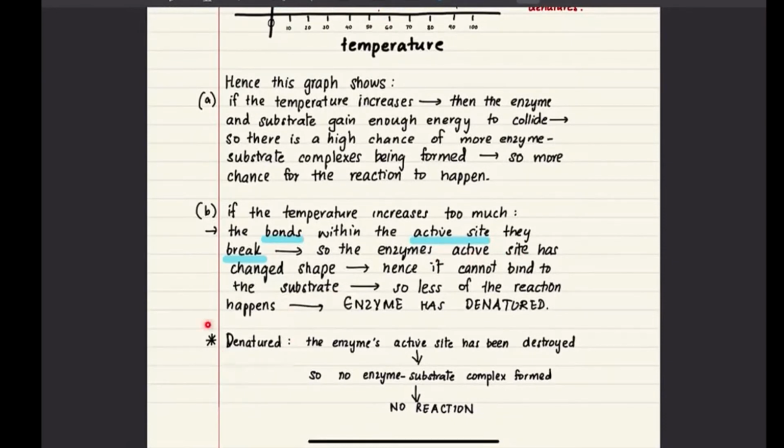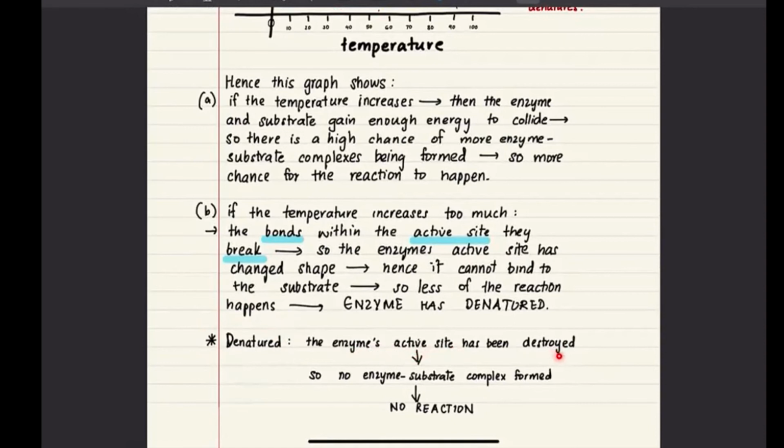So the word denatured is explained over here. Many people find it slightly difficult to understand what it is. It's really simple. It is the enzyme's active site, the one which was shown previously in the diagram, that gets destroyed.